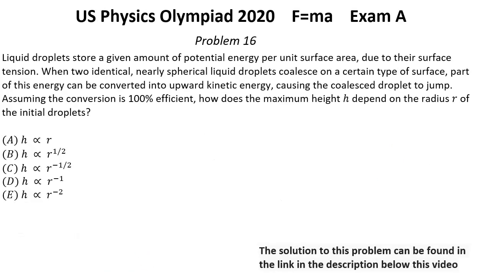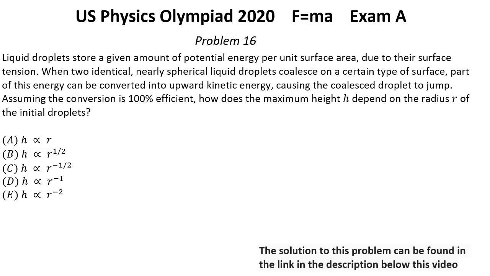Problem number 16. Liquid droplets store a given amount of potential energy per unit surface area due to their surface tension. When 2 identical, nearly spherical liquid droplets coalesce on a certain type of surface, part of this energy can be converted into upward kinetic energy, causing the coalesced droplet to jump.